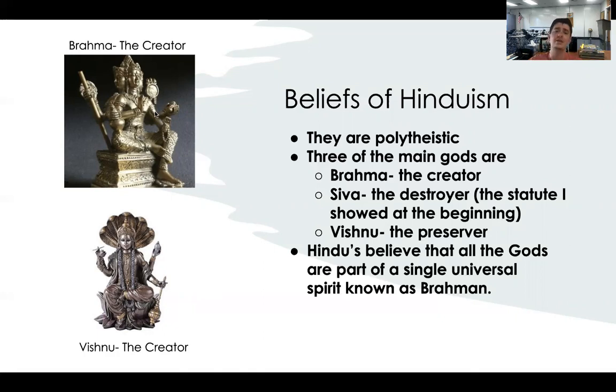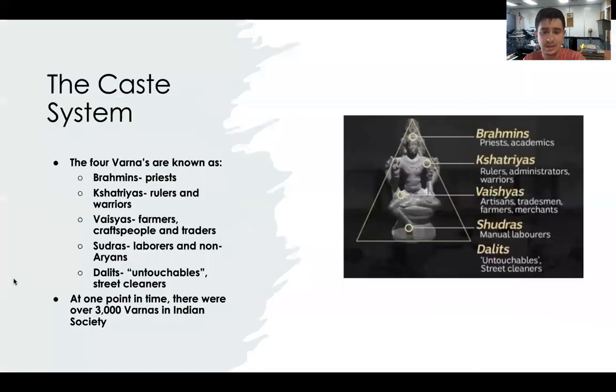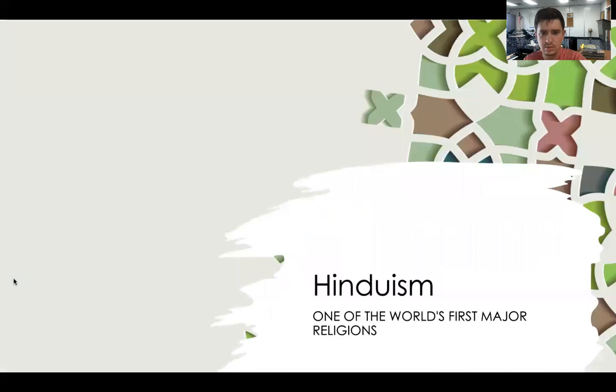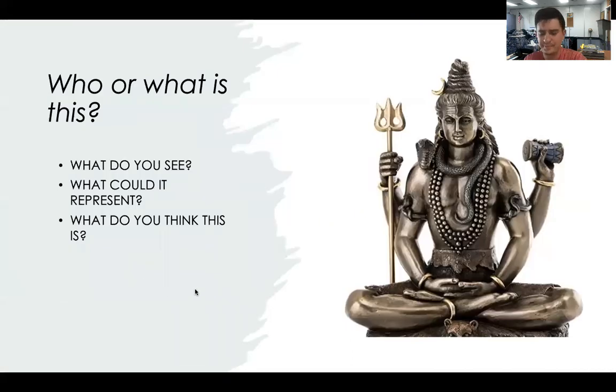He is known as the creator. He's the one who is believed to have created life, created plants, animals, people. Life as we know it, Hindus believe came from Brahma. Shiva, also known as the destroyer, is the statue I showed you at the beginning. So this is Shiva, and she is known as the destroyer.